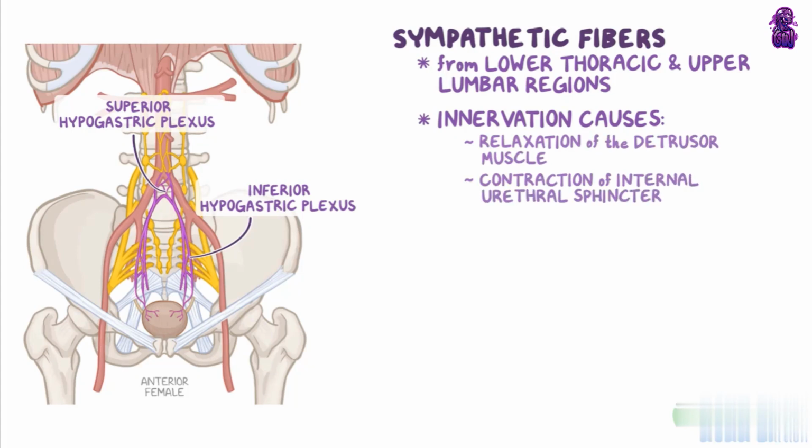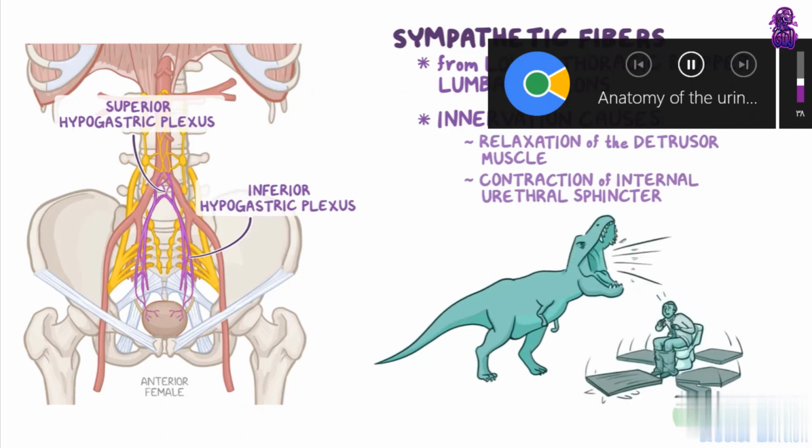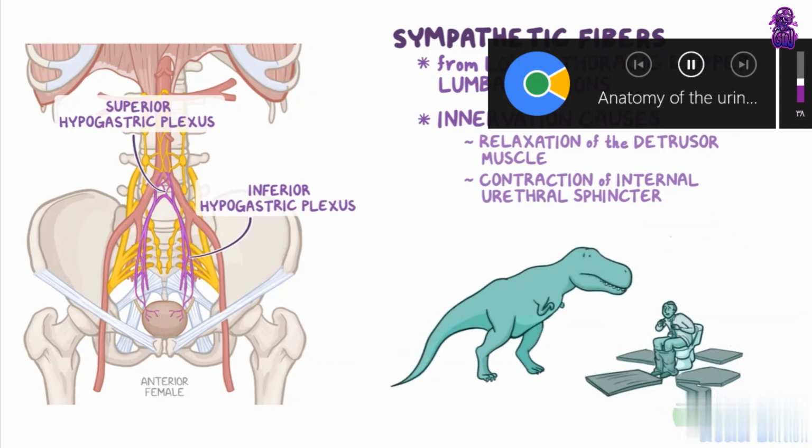Remember, sympathetic innervation is our fight or flight response. So if we are running away from something, we don't want to be voiding our bladder, even though I'm sure this would scare away whatever is chasing us.